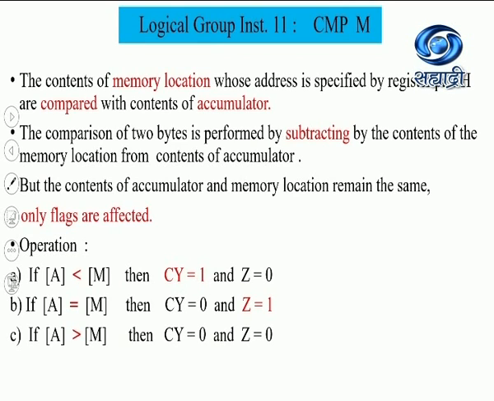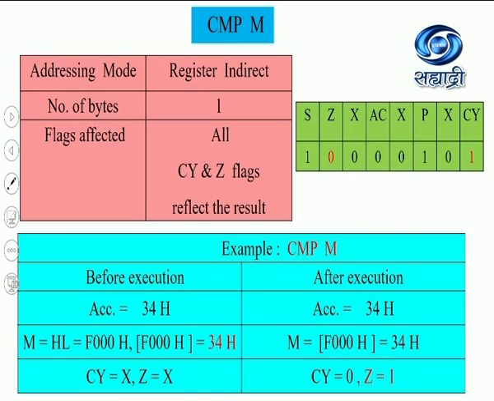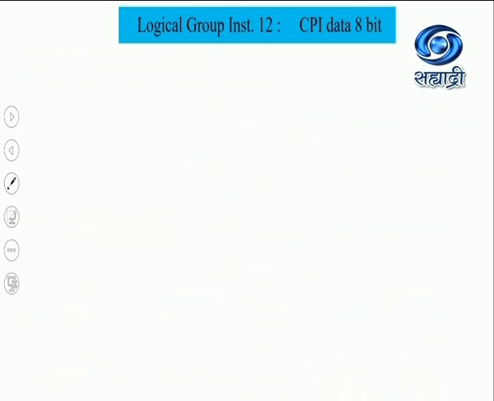If A is less than M, carry is 1, Z is 0. If A is equal to M, carry is 0, Z is 1. If A is greater than M, carry is 0, Z is 0. So here there is one example. Accumulator contains 34, HL contains F1000, and at this F1000, the data stored is 34. When microprocessor executes compare M, it will compare data in accumulator with data at memory location. They are equal. Hence, after execution, Z flag is set and carry is reset.